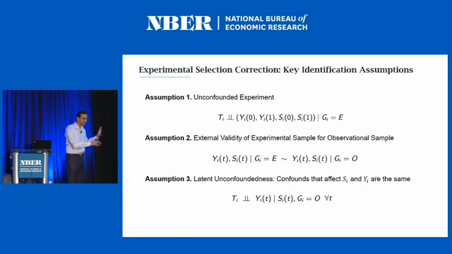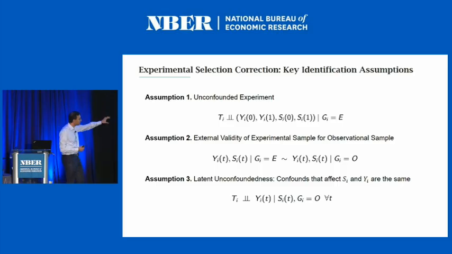They're going to have a similar flavor to the ones we talked about before, but with some important differences. So let me lay them out again. The first assumption is exactly the same as what we've maintained throughout, that we have a valid experiment. So it's like saying Tennessee STAR was actually a valid randomized experiment in this context. The second assumption is essentially a traditional external validity assumption, similar to what we might make in an instrumental variables context. This is saying that the potential outcomes in the experimental sample have the same distribution as the potential outcomes in the observational sample.